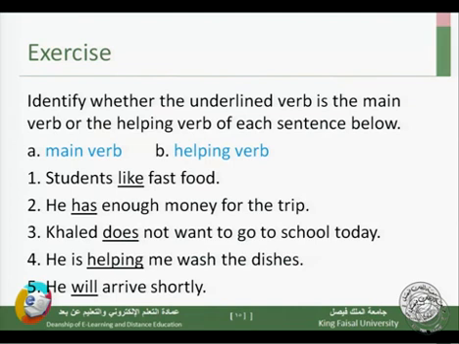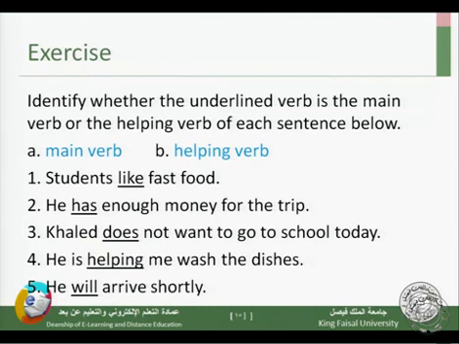Number 3, Khalid does not want to go to school today. So here we have does, and we also have the verb want. So does here functions as a helping verb, okay, because want is the main verb in this sentence. So does is a helping verb, so the answer of number 3 is B.